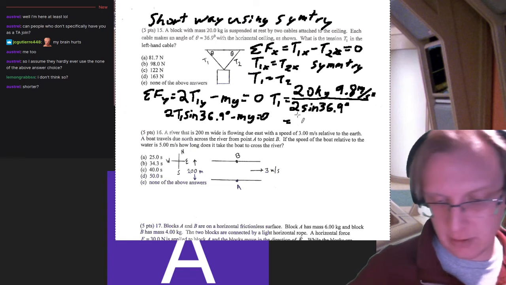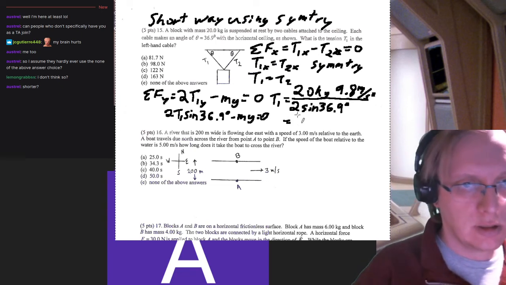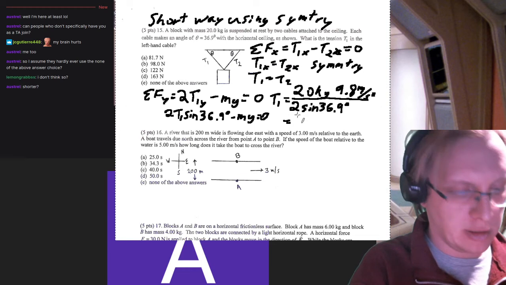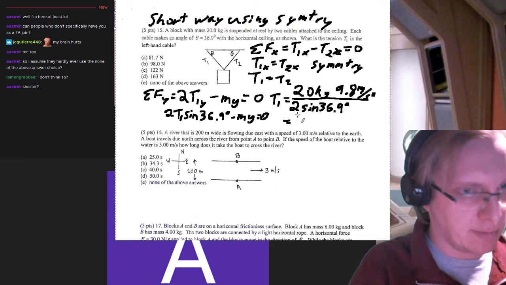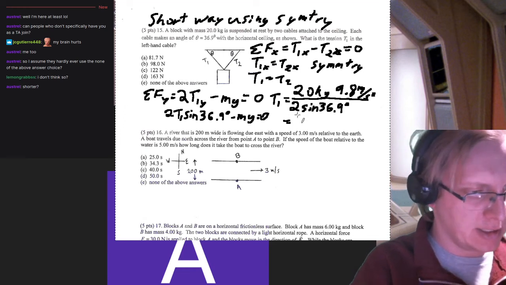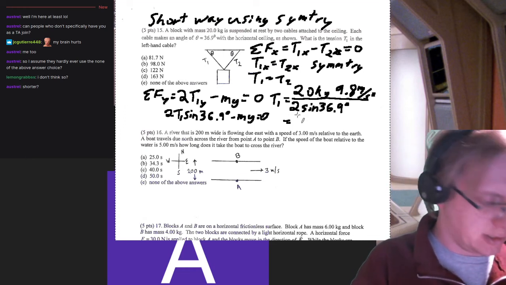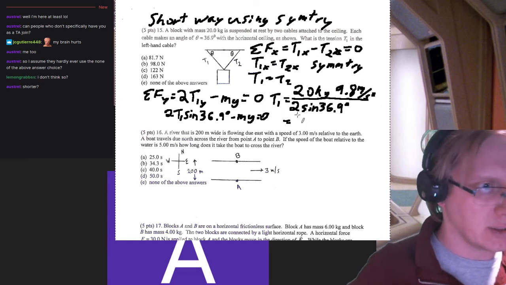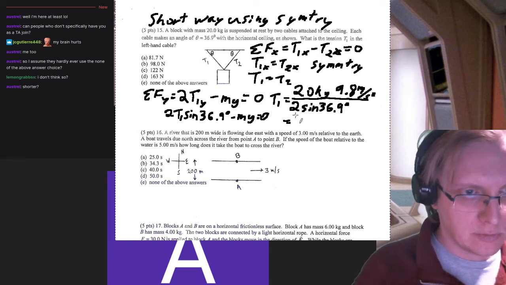Punch that into the calculator: 20 times 9.8 divided by, begin, 2 times sine of 36.9 degrees. Execute. Answer is 163 point, well, it doesn't matter, 163 newtons.